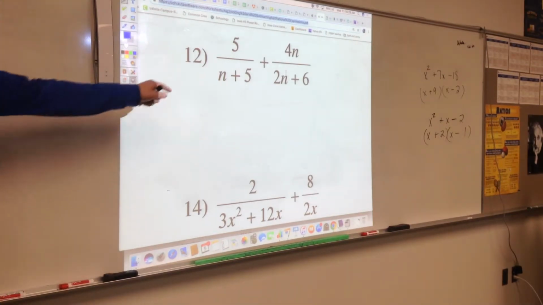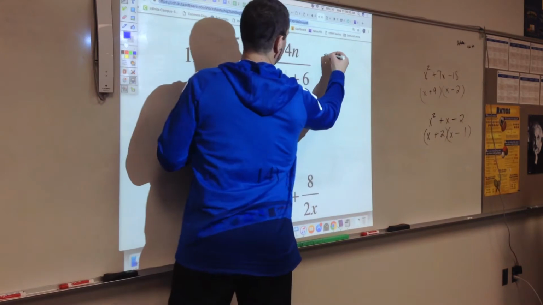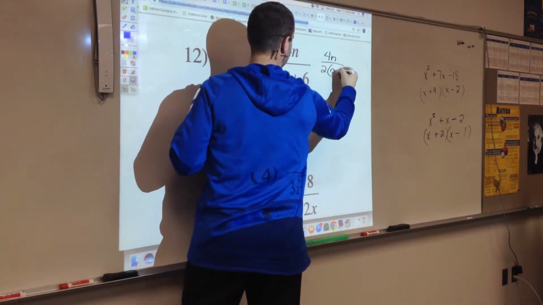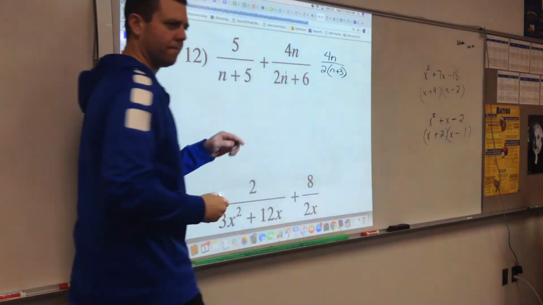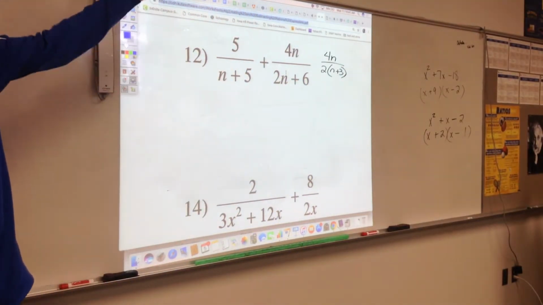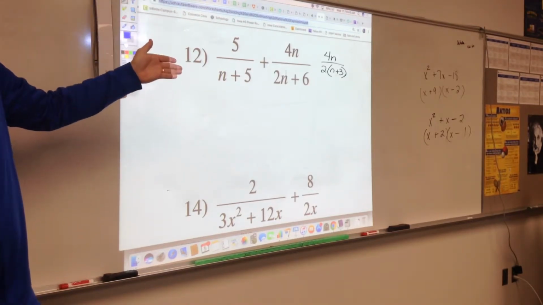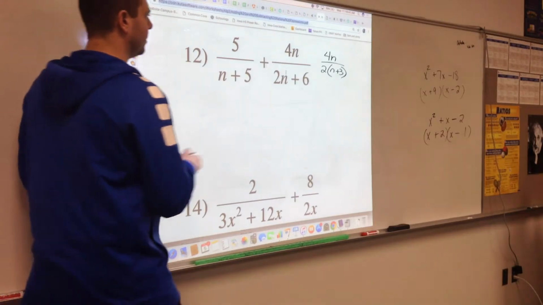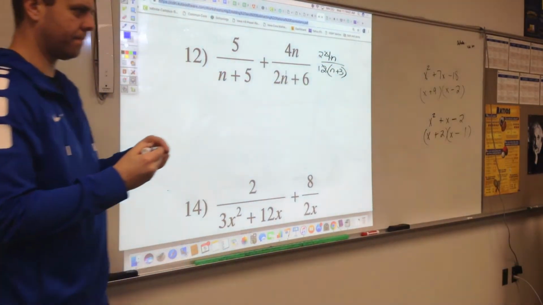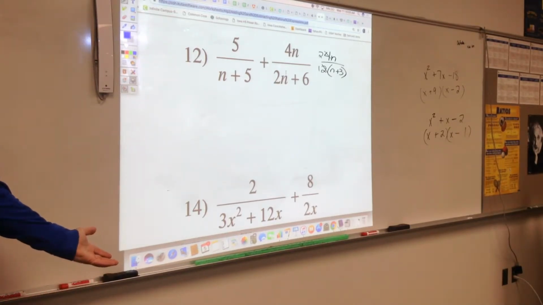So if you look closely here, 4n over 2n plus 6. If you factor the bottom, you get 2 times n plus 3, right? So now what can simplify? The 4 over the 2 would reduce to 2 over 1, right? Does everybody see that? Yes.